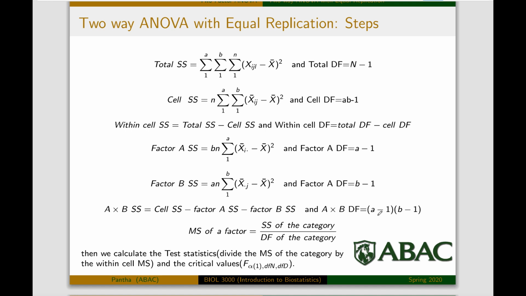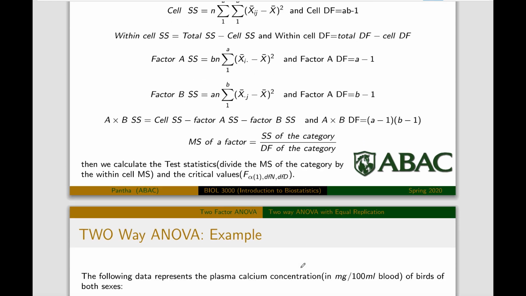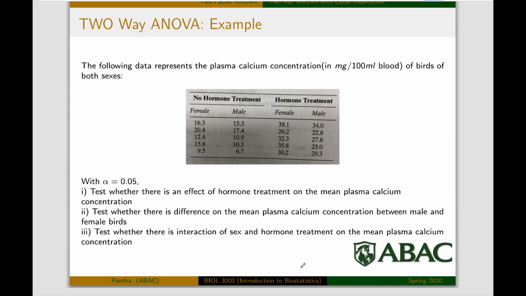Cell sum of squares minus factor A sum of squares minus factor B sum of squares, and the degrees of freedom here is that formula. The mean square of a factor is the sum of squares of the category over the degrees of freedom of the category. Then we calculate the test statistic: divide the MS of the category by the within-cell MS. This is what we have, right? MS of the factor, and the critical value is F alpha with df1 and df2. So this is how we do it by hand. Okay, let's see this example.